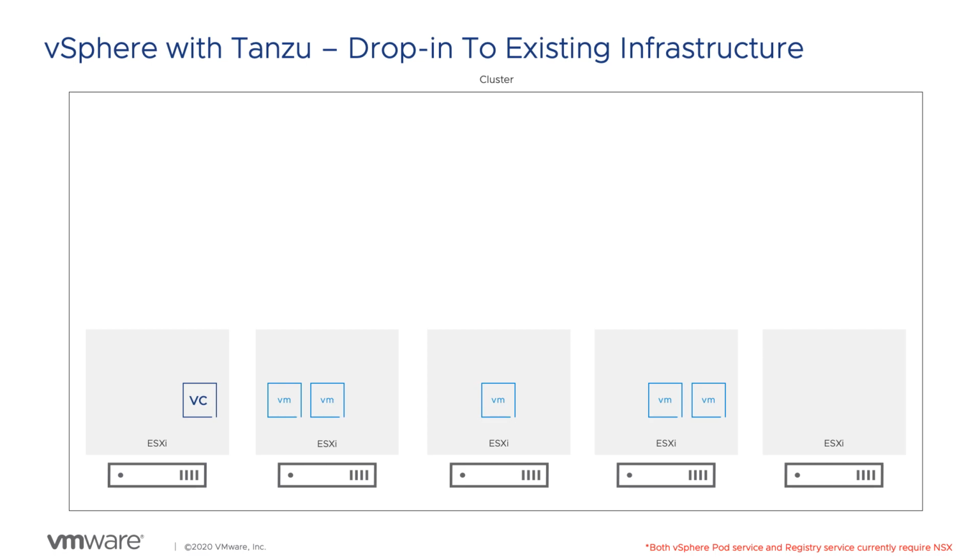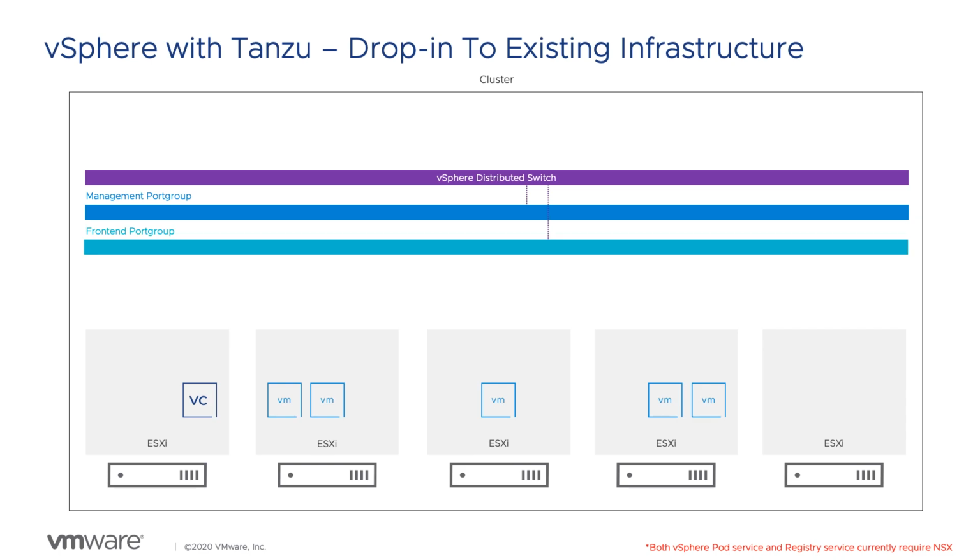vSphere with Tanzu delivers developer-ready infrastructure by allowing IT teams to use their existing vSphere environments to rapidly deploy Kubernetes clusters for their development teams.